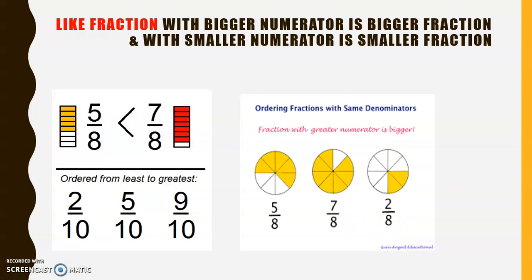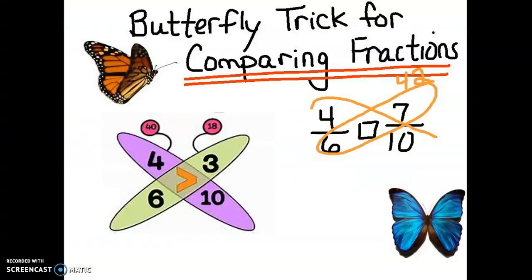So I hope you have understood how to arrange it in ascending and descending order. We just have to remember for like fractions, we will look at the numerator and arrange it in ascending order. So we will write the smallest fraction first, and if we have to arrange it in descending order, we will start with the biggest numerator fraction first. Now let us compare unlike fractions. For that we have a beautiful trick which is called the butterfly trick for comparing fractions.